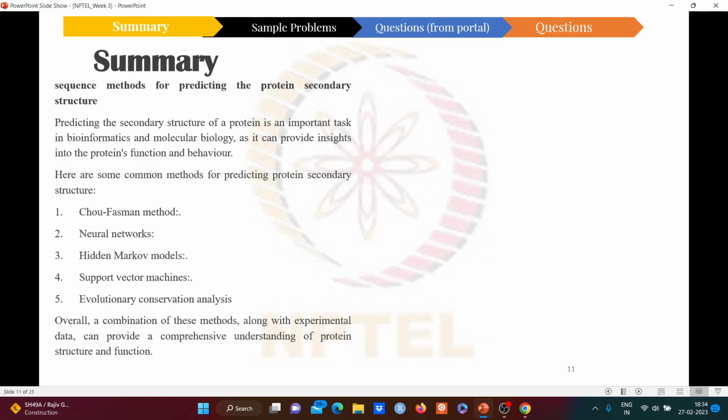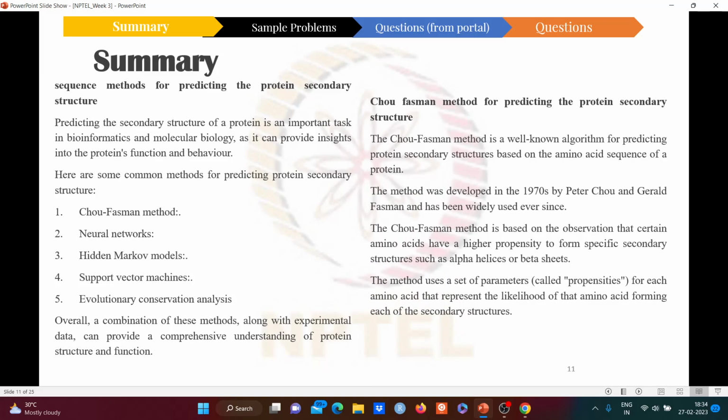The common sequence-based methods are Chou-Fasman, use of neural networks, hidden Markov models, support vector machines, and evolutionary conservation method. So each of these I'll be discussing separately as well. So let's start with the Chou-Fasman method.